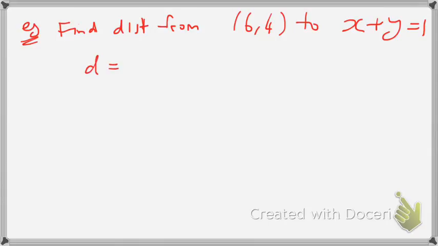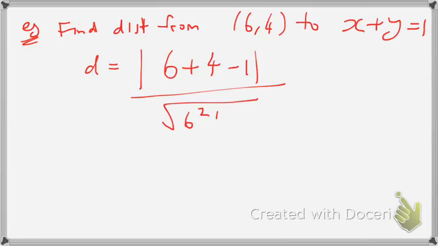So distance, sub it in, so I get 6 plus 4 minus 1. I forgot to rearrange, but hopefully that's pretty obvious. Divided by the square root of 6 squared plus 4 squared. 6 squared plus 4 squared, what's that? No, not very nice. So I get 9 divided by the square root of 36 plus 16, 52, I think. Sounds about right. And then you could do your normal surdy stuff there as well.